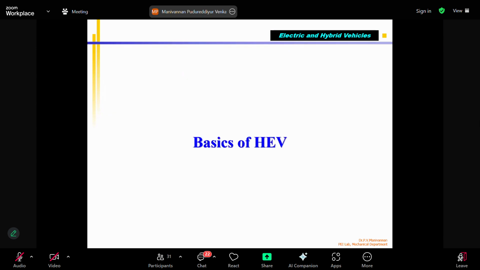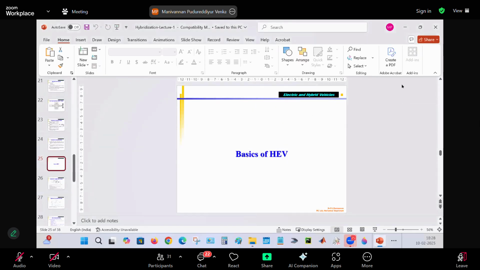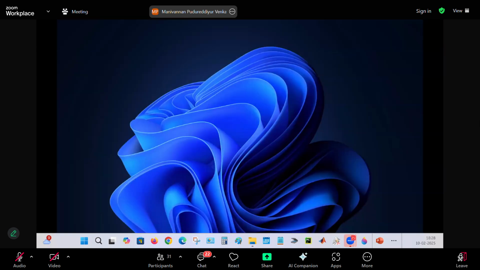Now, the next section we are going to talk about is the components of hybrid vehicle. The components of hybrid vehicle we are going to talk about.